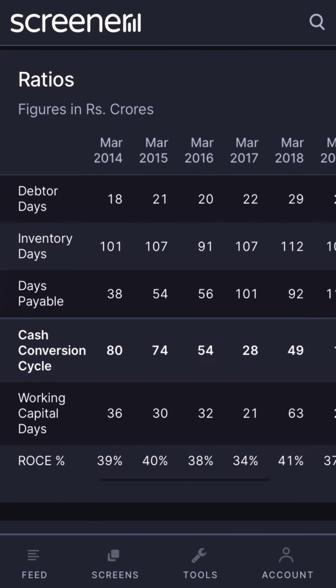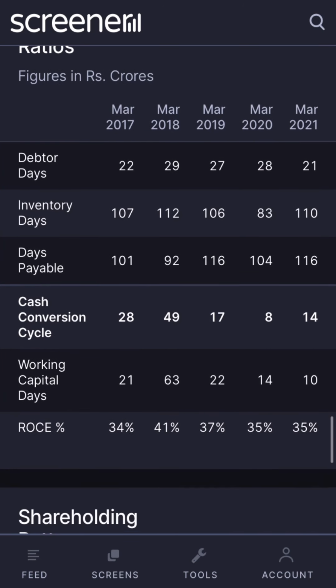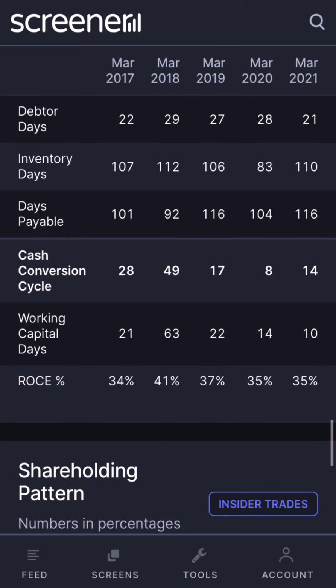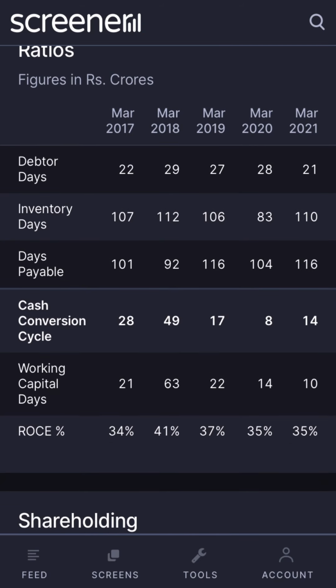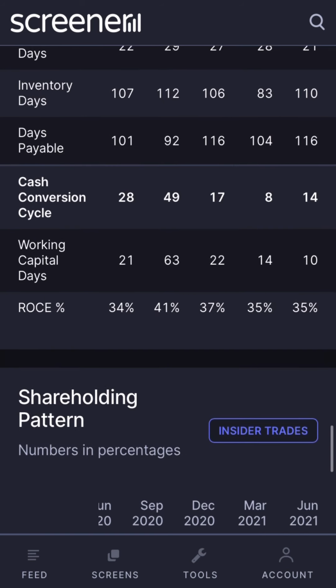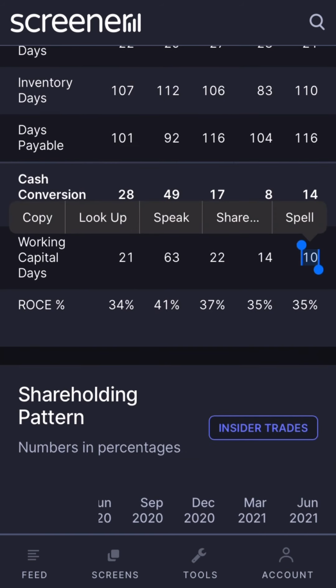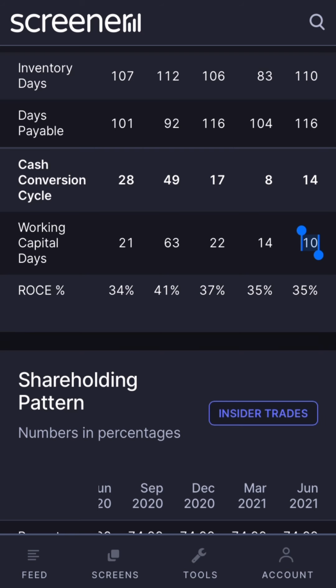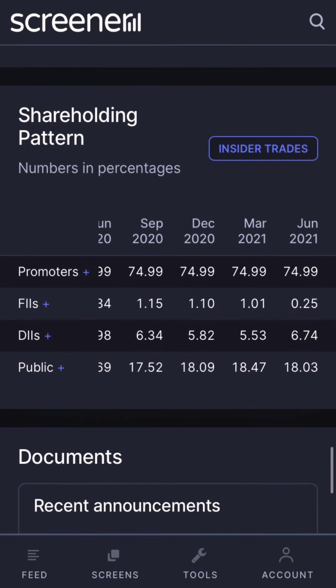You can see the debtor days, the company improved from 28 to 21. Inventory days just improved. There is something negative, but no problem. You can see the days payable also increased, but the cash cycle is still 14 days, a very, very good sign. Working capital 10 days, wow. Return on capital 35, a very, very good sign.